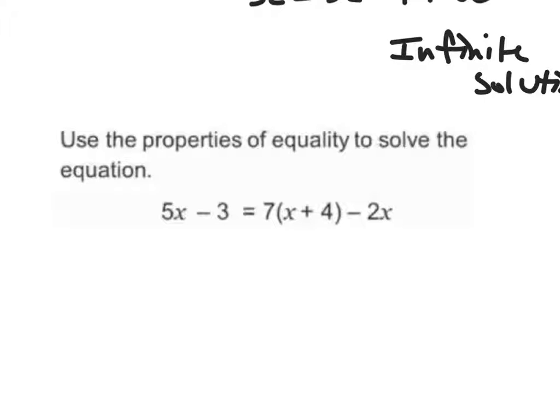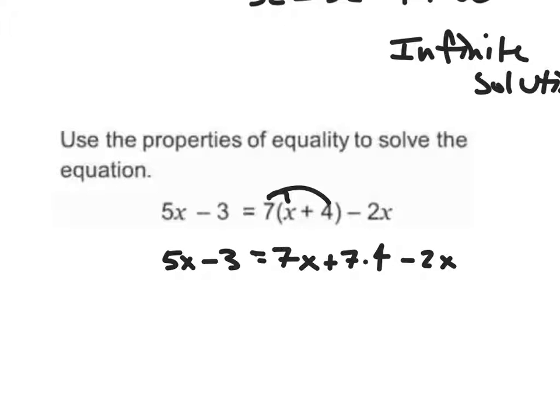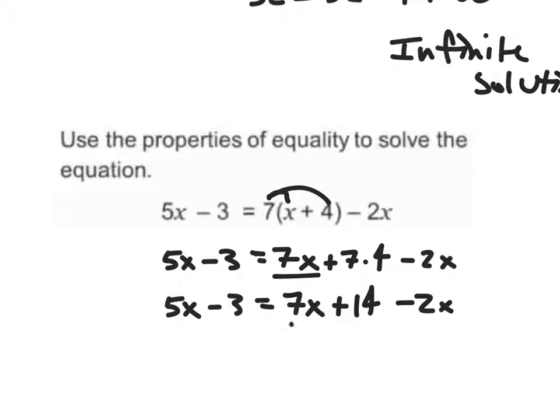Over here, I've got 5x minus 3. I'm going to distribute my 7 here. So 5x minus 3 is equal to 7x plus 7 times 4, and then minus 2x. So I've got 5x minus 3 is equal to 7x plus 14 minus 2x. Let's combine our like terms, 7x and negative 2x. So that's going to give me 5x plus 14 equals 5x minus 3.